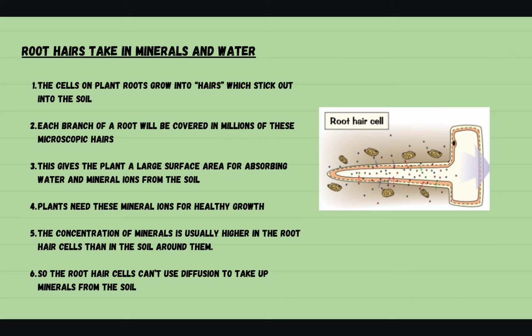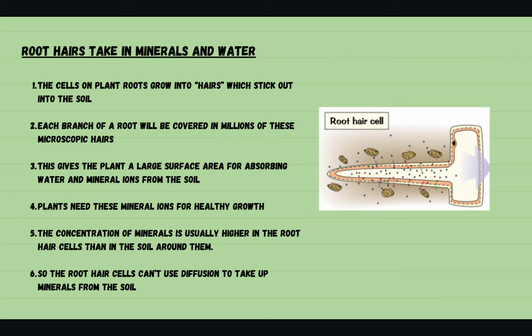Root hairs take in minerals and water. So the cells on plant roots grow into hairs which stick out into the soil. Each branch of a root will be covered in millions of these microscopic hairs. This gives the plant a large surface area for absorbing water and mineral ions from the soil. Plants need these mineral ions for healthy growth.